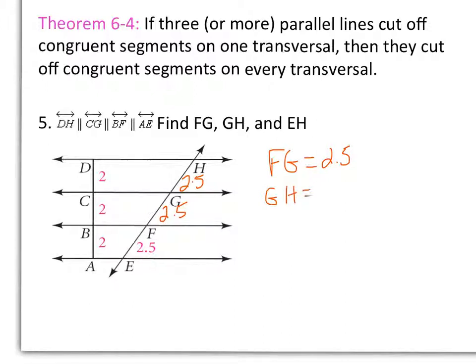GH is 2.5. And to find EH, we're just going to add those 3 up, or I have 3 segments that are each 2.5. So that makes the total 7.5. Alright, and this concludes section 6.2, Properties of Parallelograms.